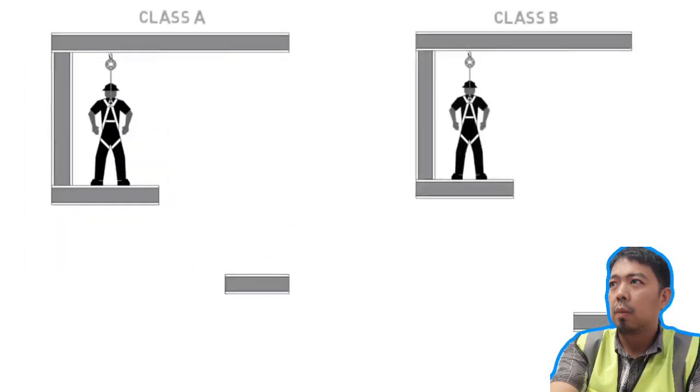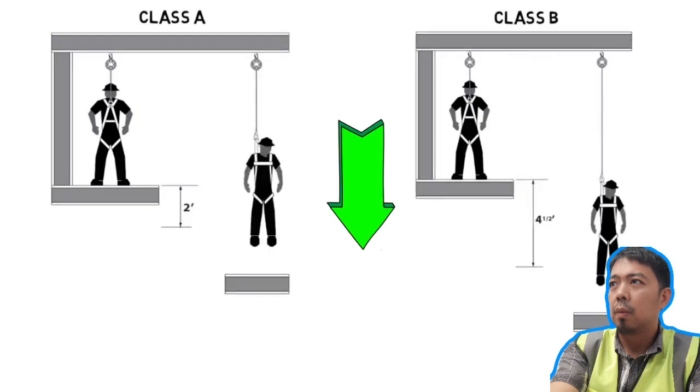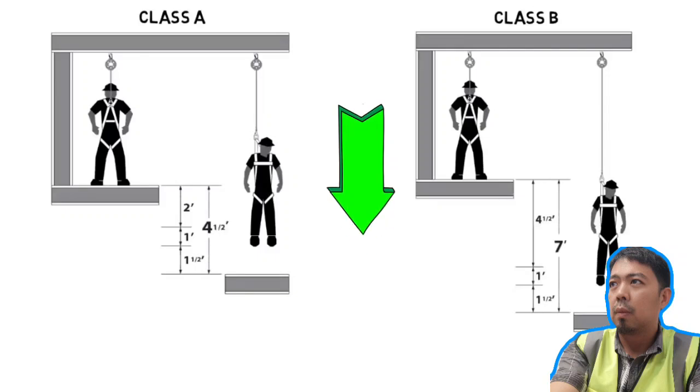When using a self-retracting lifeline connected to an overhead anchorage, you first need to take into account arrest distance: 2 feet for a Class A device, or 4.5 feet for a Class B. Then add 1 foot for harness stretch and dorsal D-ring shift, and add a safety factor of 1.5 feet to account for other things, such as improperly adjusted harness, actual worker height, or worker weight. As you can see, the next lower level would need to be at least 4.5 feet for Class A or 7 feet with Class B below the anchor point in order to safely protect the worker.